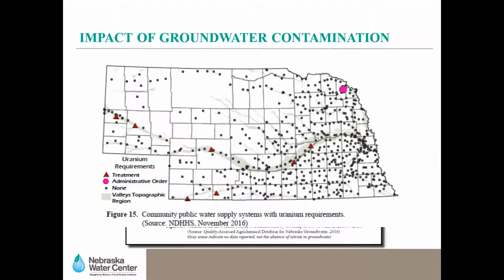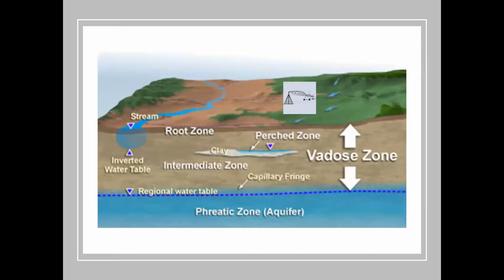There are other contaminants like uranium. This map shows public water systems that are affected by increasing uranium levels. We now think that nitrate and uranium are related. So there's something going on with nitrate, and it's likely that something is also affecting uranium concentrations in our public water supplies. So where is this Vadose zone?